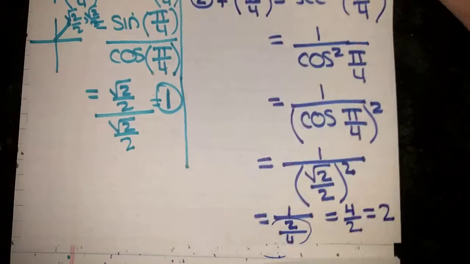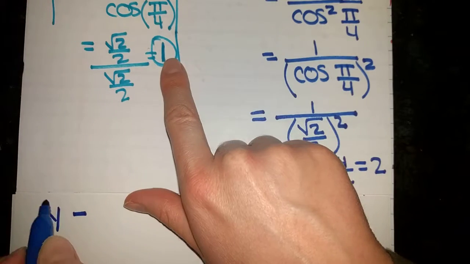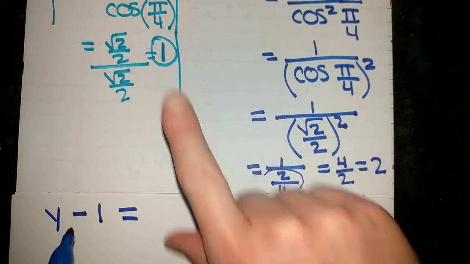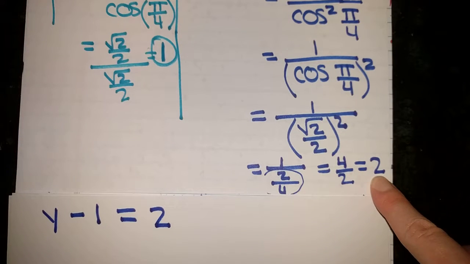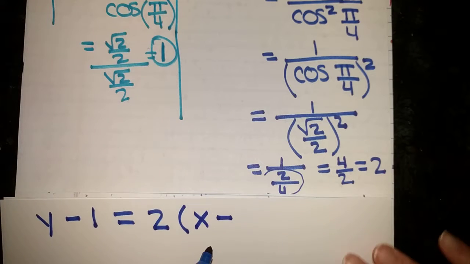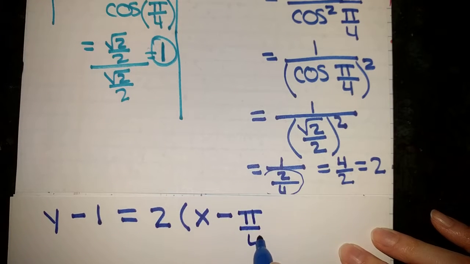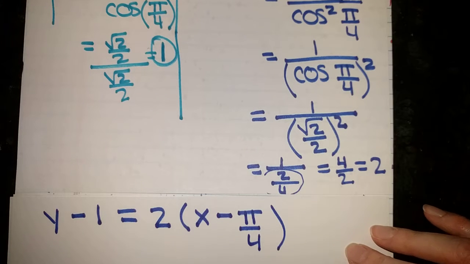So putting this together, you would have y minus your y1 coordinate, which is 1, equals your derivative evaluated at pi over 4, which gave us 2, and then times x minus our x1 coordinate, which was pi over 4. And you could leave it like that, or you could solve for y and get it into slope-intercept form.